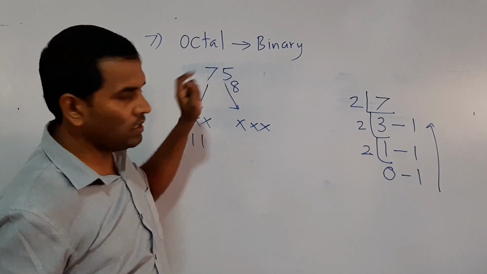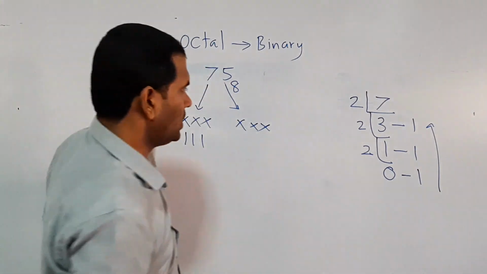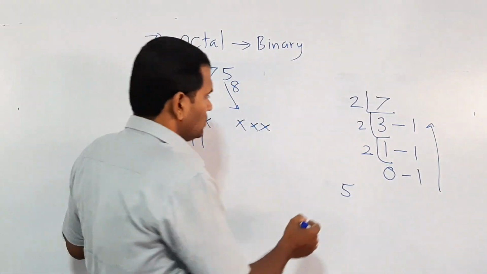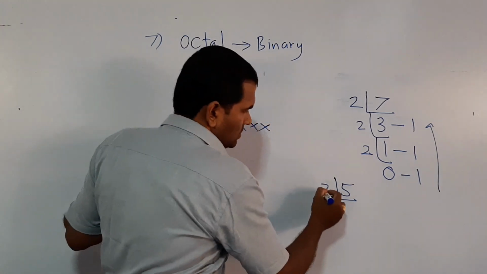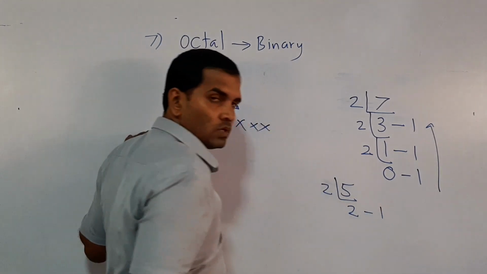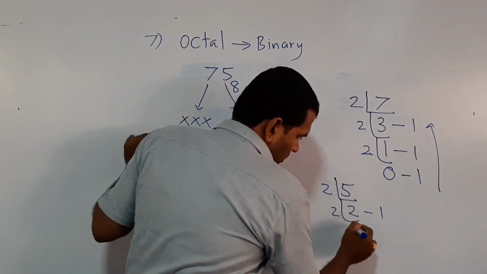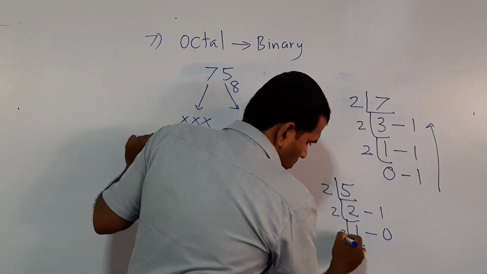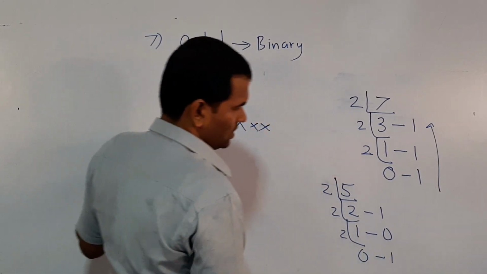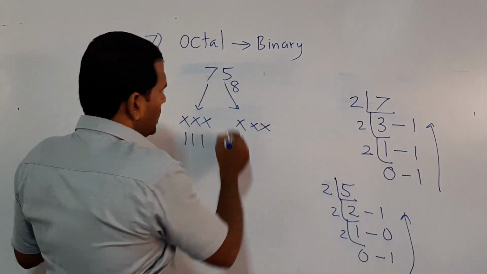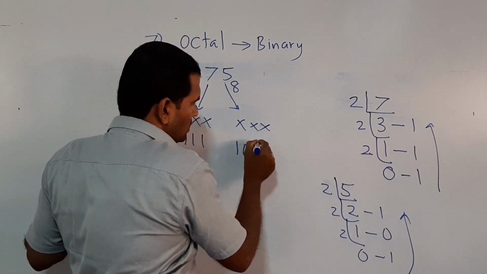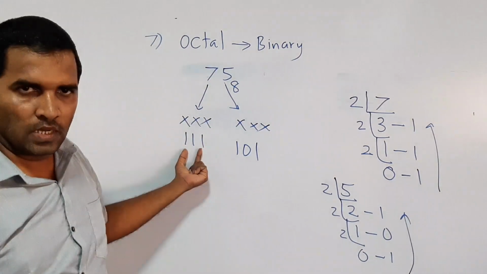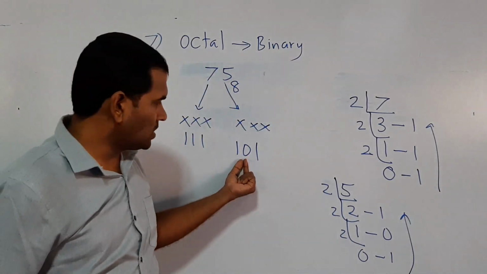Next, we have to find the 3 binary digits for the number 5. So do that division also. You have to divide 5 by 2. So 2 times, remainder 1. Divide it again: 1 time, remainder 0. Further divide: 0 times, remainder 1. Now this 5 can be represented by 1, 0, 1. Right? So 7 is represented by 1, 1, 1, and 5 is represented by 1, 0, 1.